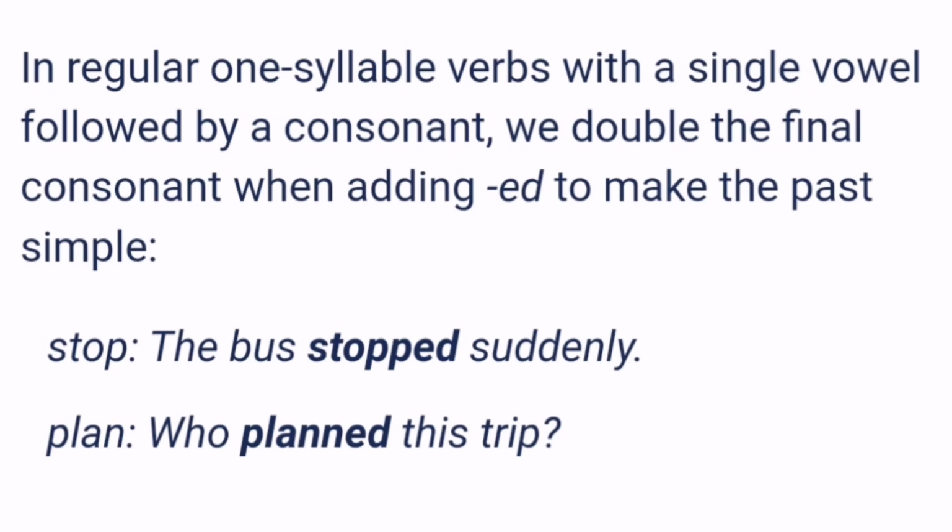So did you get what I mean exactly? Whenever we have a verb in one syllable, like for example stop, the vowel is in the middle of the verb, and the verb ends with a consonant. So the last consonant is doubled automatically. See what I mean exactly now? Good.